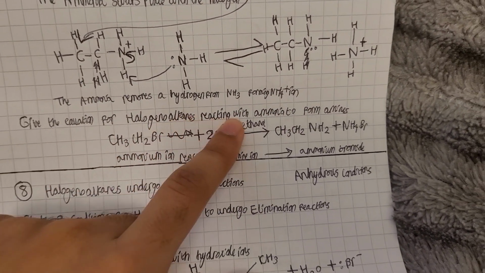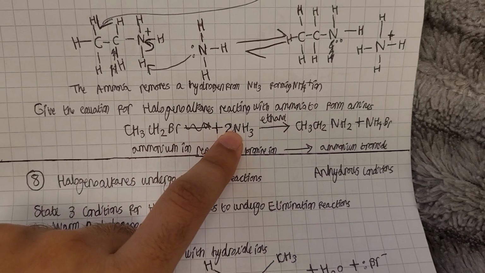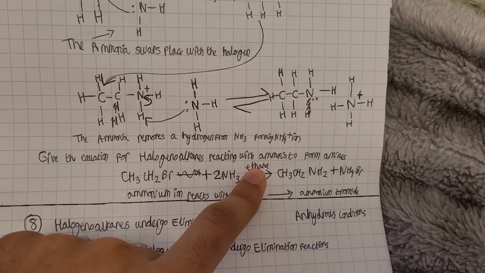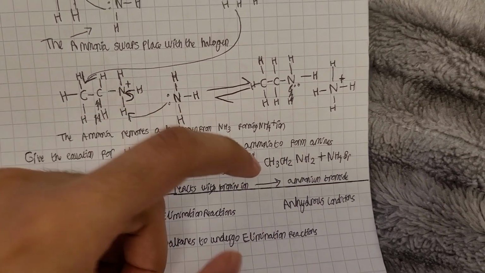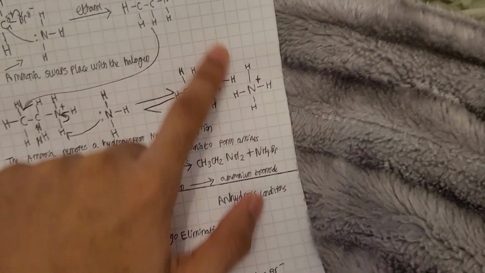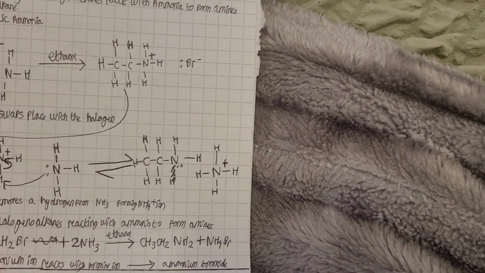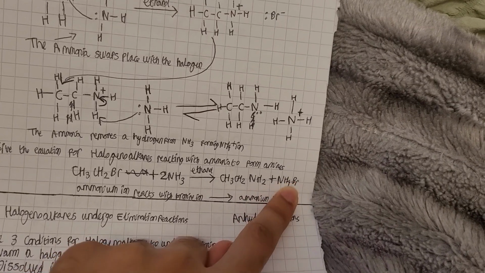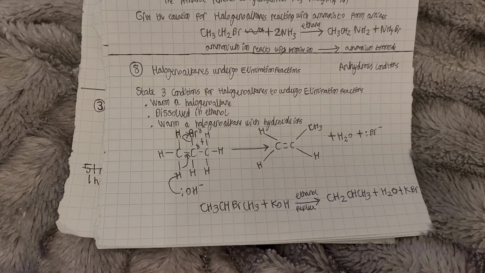And the equation for halogen alkanes reacting with ammonia to form amines: CH3CH2Br plus 2 NH3, using 2 ammonia, that's stage 1, stage 2, with ethanol dissolving it, a warm halogen alkane with excess ethanolic ammonia, not just normal ammonia, ethanolic ammonia, to form CH3CH2NH2 plus NH4Br. This Br minus with a lone pair of electrons will eventually bond with this NH4 plus to form NH4Br. The ammonium ion reacts with the bromide ion to form ammonium bromide. There you go, NH4Br.